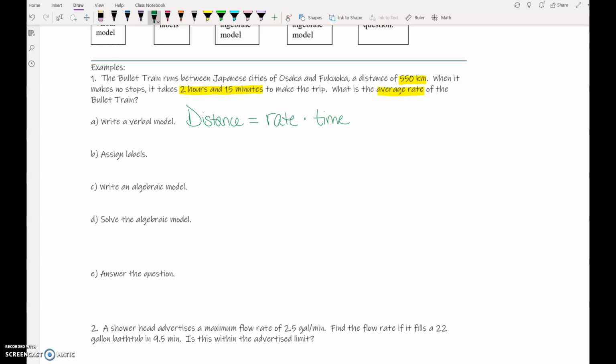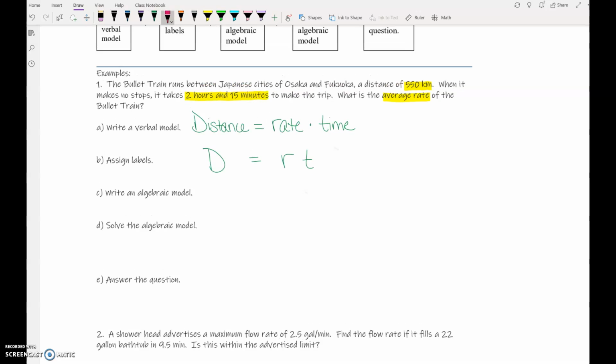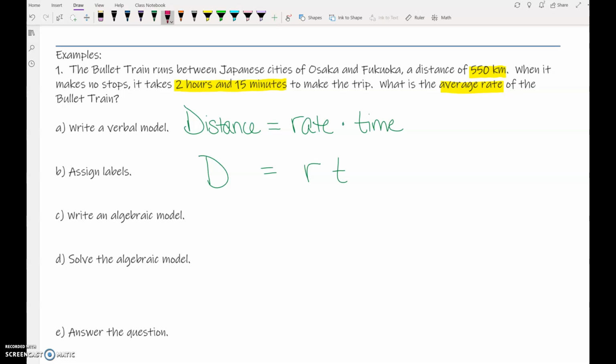So if you remember that formula, this is extra helpful. So labels, let's do D equals RT. It is also helpful to stick some information in here. Our distance is in kilometers. Our time, it says hours and minutes, so we could convert that to hours or we can convert it to minutes. Our rate, does kilometers per hour make more sense or does kilometers per minute make more sense? Kilometers per hour. So our rate is probably going to be kilometers per hour.